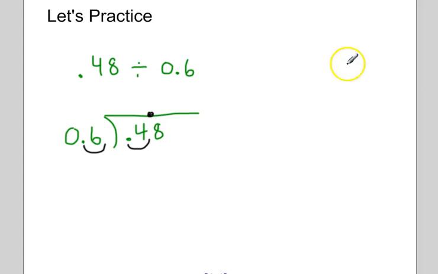Now we have to ask ourselves, how many times does 6 go into 4? None. How many times does 6 go into 48? 8. And we already had our decimal here, so our answer is 0.8. Now what if one of our numbers was negative? What would we do? Well, we're dividing numbers with different signs, so our answer would be negative.